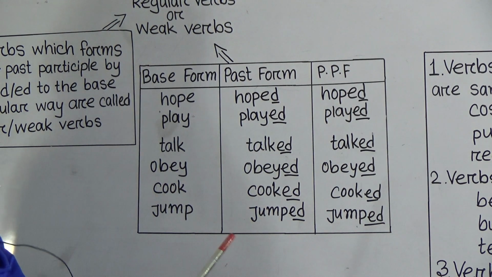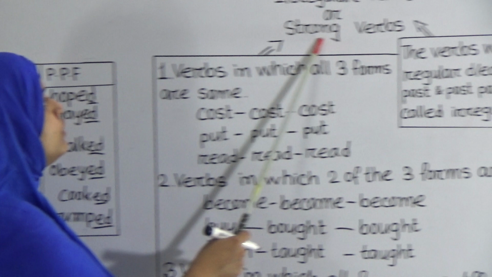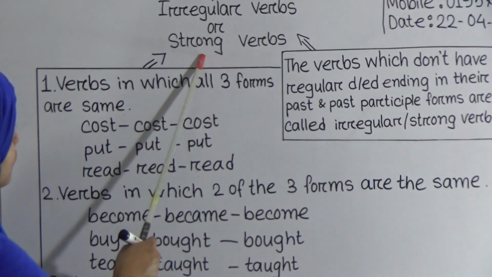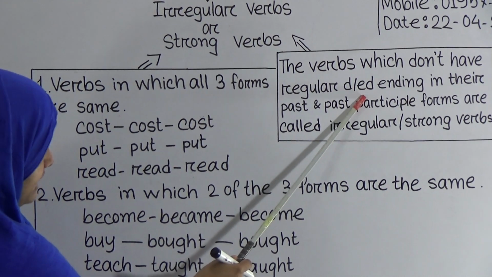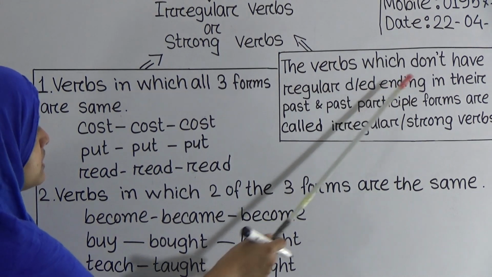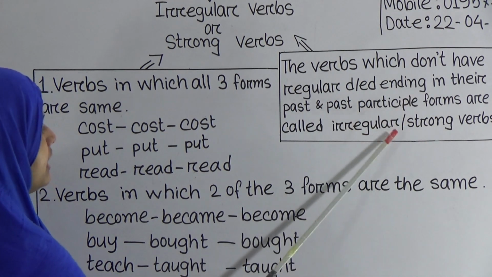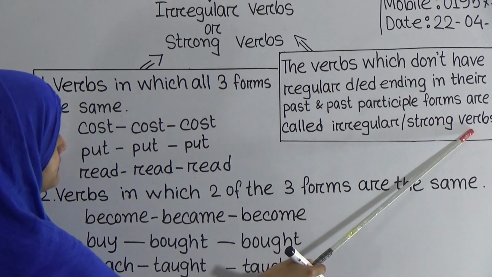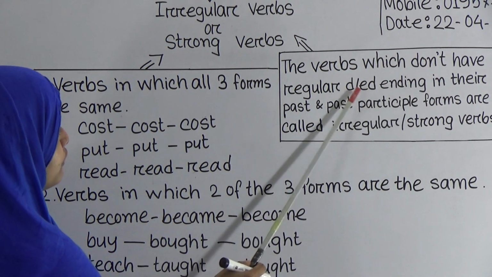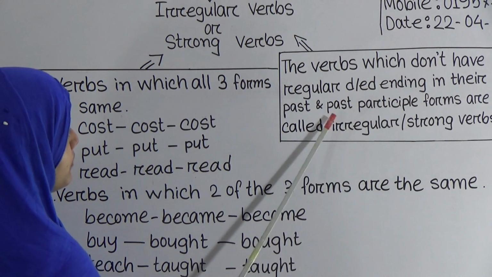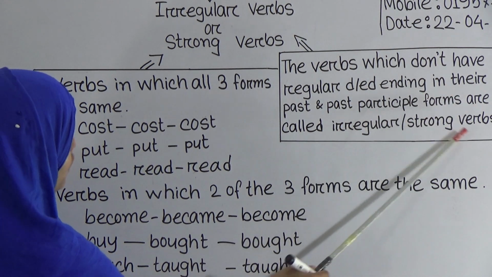And now we will talk about irregular verbs or strong verbs. So you have to know what is irregular verb or strong verb. The verbs which don't have regular d or ed endings in their past and past participle forms are called irregular or strong verbs. Students, I am repeating, the verbs which don't have regular d or ed ending in their past and past participle forms are called irregular or strong verbs.